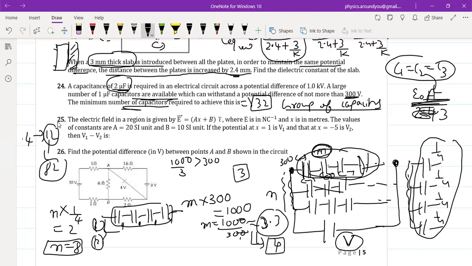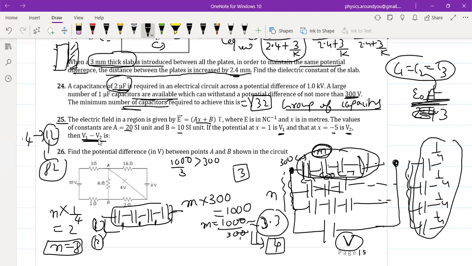Now, question number 25. Electric field is given as E equal to Ax plus B. Constants are A equal to 20, B equal to 10. Potential at x1 is V1 and at x equal to minus 5 is V2. And they're asking for the potential difference.